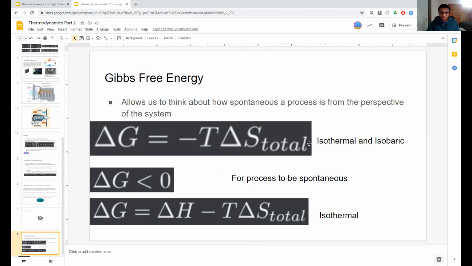This is for isothermal and isobaric conditions, as written on the side. For a process to be spontaneous, you need the change in Gibbs free energy to be less than zero. And in isothermal conditions, so not isobaric, but just isothermal, we have that the change in Gibbs free energy is the change in the enthalpy minus the temperature times the total entropy. So that is the concept behind Gibbs free energy.